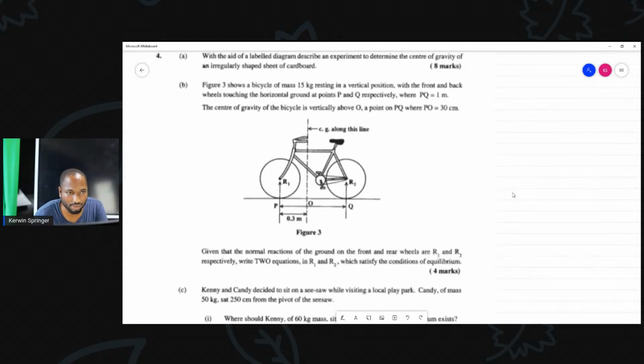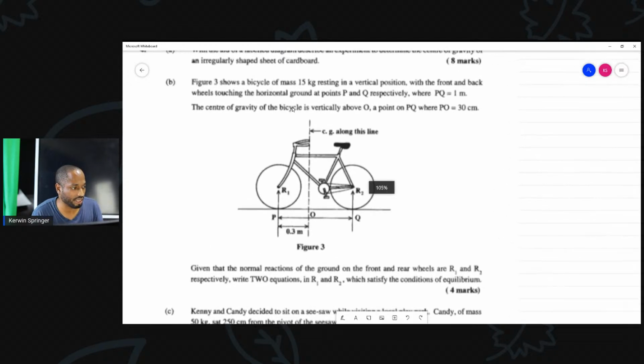Right, so let's go on into the bike. Figure 3 shows a bicycle of mass 15 kilograms resting in a vertical position with the front and back wheels touching the horizontal ground at P and Q respectively. PQ is 1 meter. The center of gravity of the bicycle is vertically over O. This is the line of action for the center of gravity.